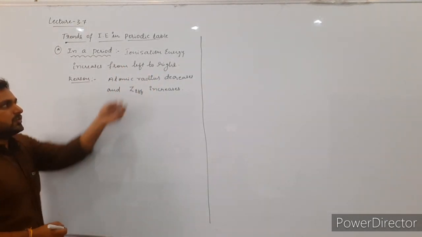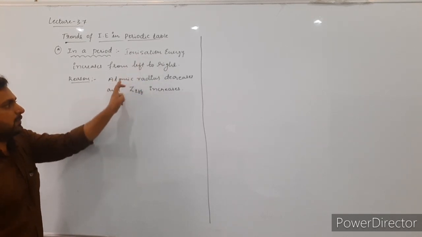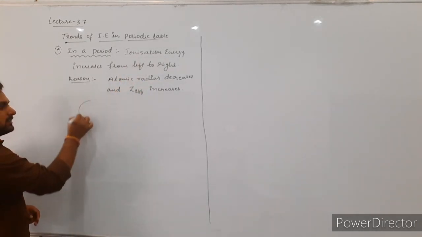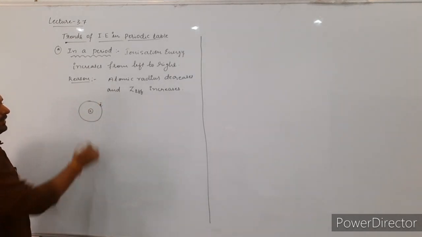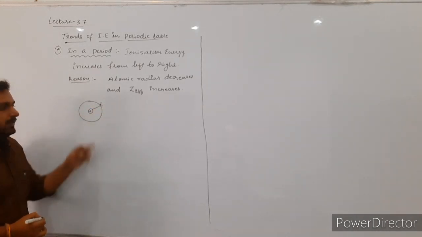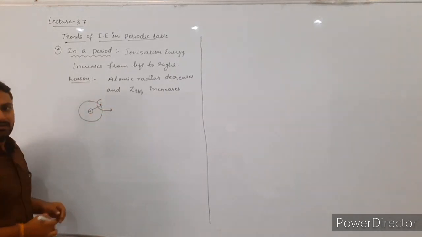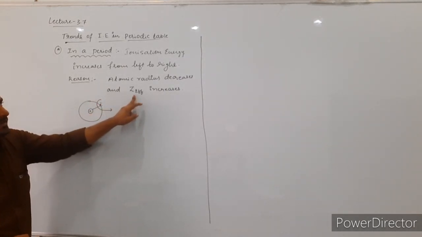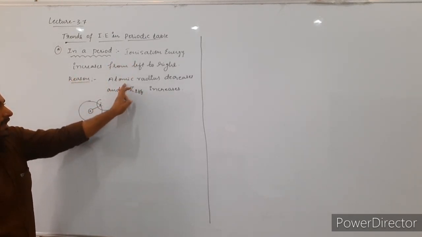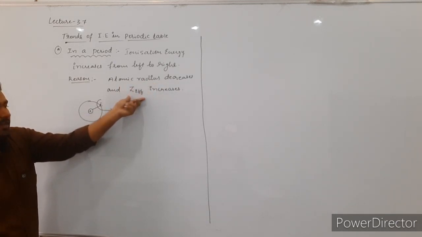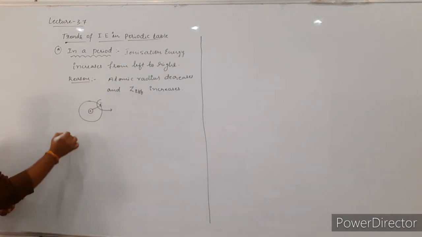Why? Because ionization energy is directly proportional to the effective nuclear charge and inversely proportional to the atomic radius. For example, this is an atom, here is the nucleus, this is an electron. If the force of attraction between nucleus and electron is more, then more energy is required to remove the electron. As the effective nuclear charge increases, ionization energy increases. From left to right, atomic radius decreases and effective nuclear charge increases. That's why ionization energy increases from left to right.